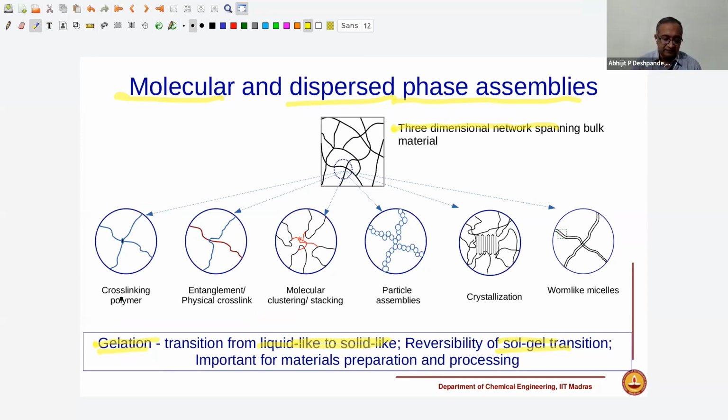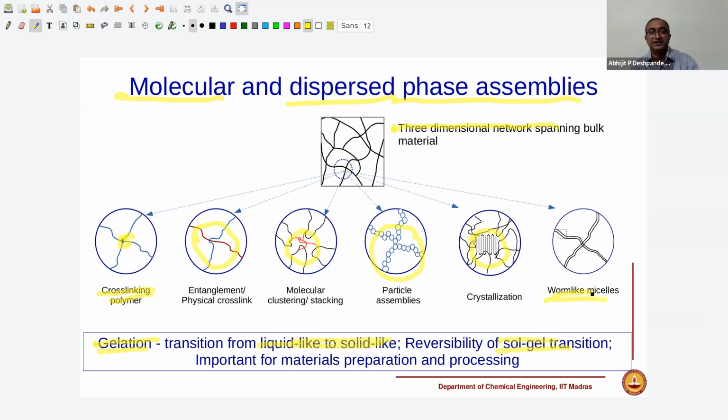We could have a cross-linked system in the case of a polymer. It could be a physical entanglement. We could have clustering of molecules due to hydrophobic, hydrophilic, or ionic interactions. Particle assemblies are possible. Crystallization, which will form hard domains in an otherwise flexible polymeric system, can also work as a network forming agent. And we have also worked with surfactant systems.